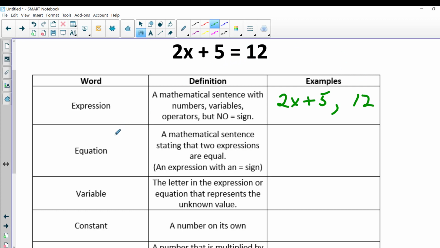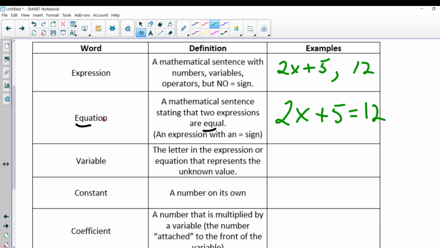Now, an equation, similar to an expression, is a mathematical sentence stating that two expressions are equal. So really, an equation is just an expression that has an equal sign. So that would be the whole thing in our example: 2x + 5 = 12. One way I find helpful to figure out the difference: if you look at the first part of equation, EQ, it's very similar to the beginning spelling of equal, E-Q-U. Equation has an equal sign. Expression does not.